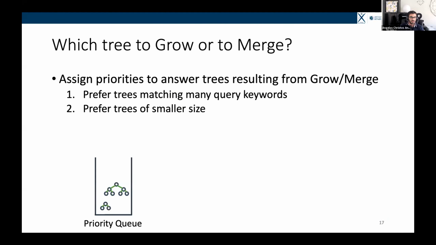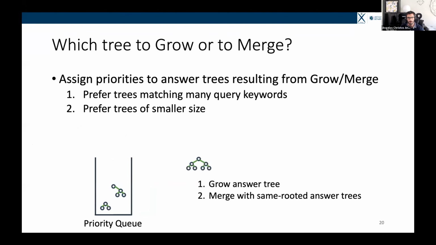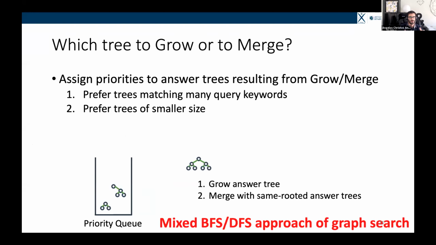So we implement this inside the priority queue, and every time, for instance, that we have an operation like the merge operation that we saw before, we throw that answer tree inside the priority queue. We apply the priority rules, and then we pop the next tree from the queue. We grow like we saw before, and then we recursively merge with all the same rooted answer trees. So clearly, as you can see, we have a mixed BFS-DFS approach of graph search.